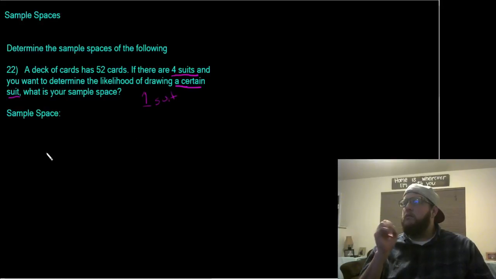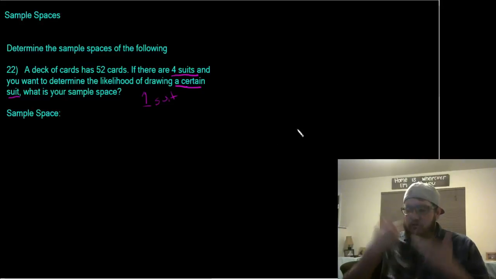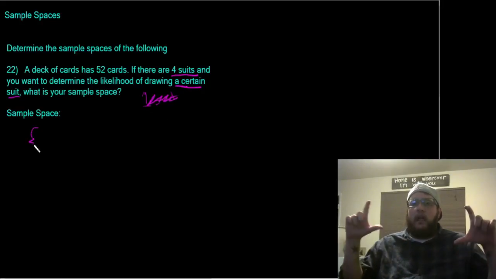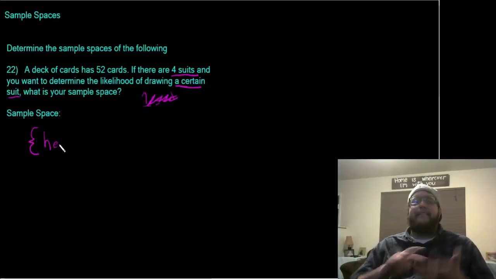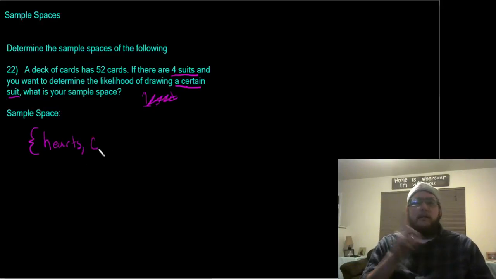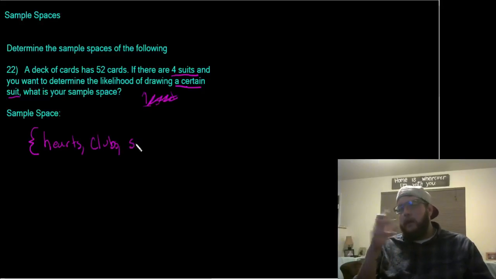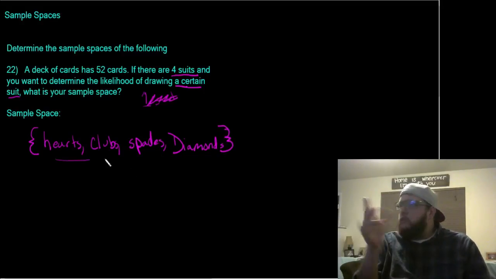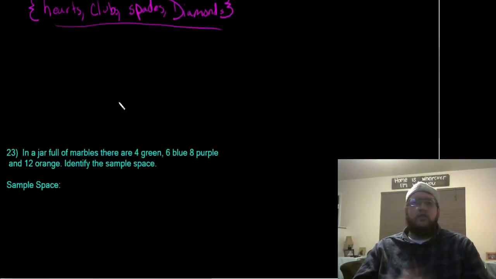What is your sample space? Well, I know that there are 4. Oh, I'm sorry. It's asking what our sample space is. I was over here trying to figure out the probability. So this actually is not going to matter. So it's asking us our sample space. Well, we're looking at suits. So our sample space is going to be made up of all the different suits. So we have hearts, clubs, spades, and diamonds. And that's it. That is our sample space.